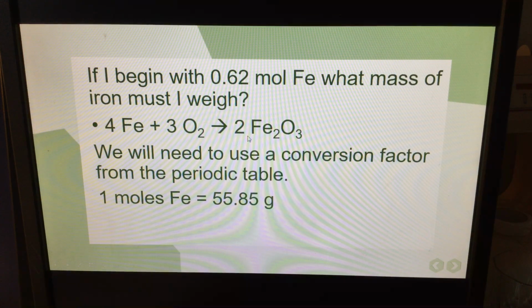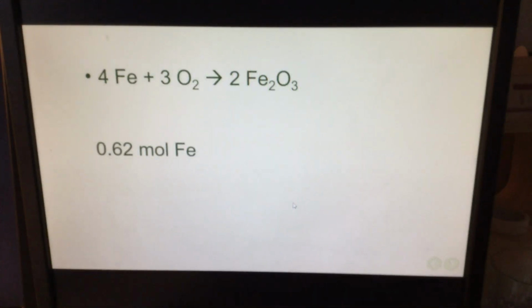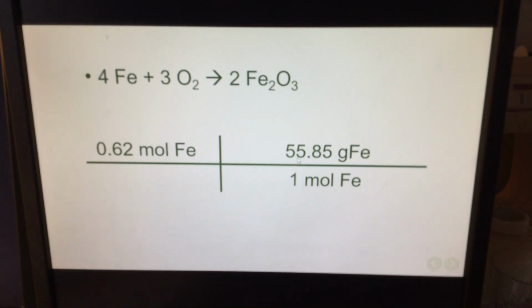All right, so we are going to take our 0.62 moles of iron and convert it to mass of iron. So you can guess what's going to go on the bottom. We will want the moles to cancel out. 0.62 moles of iron times 55.85 grams of iron in every mole. This is our equivalent factor or our conversion factor. This and this need to be equivalent. And if you look on the periodic table, they are equivalent.